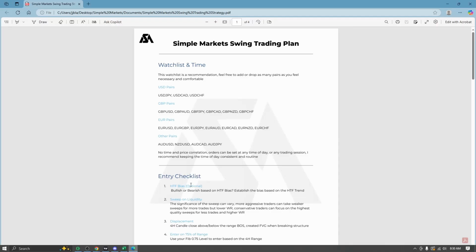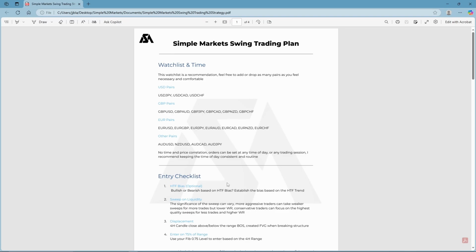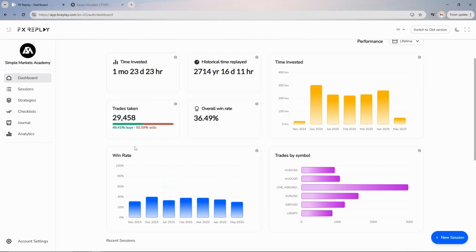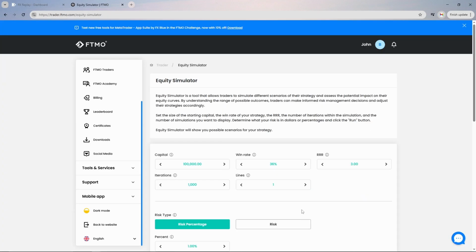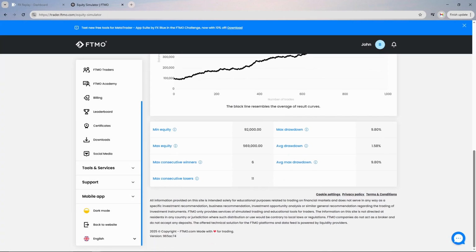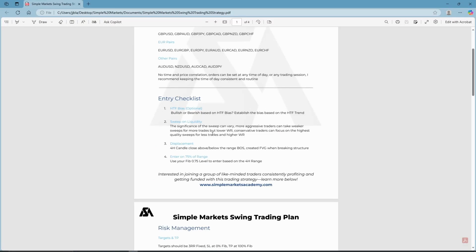We're going to talk a lot about the strategy document that we have here that is downloadable for free. And then we're going to dive a little bit into FxReplay and the data that we have collected and proven for this trading strategy with a visual representation of our equity curve. So let's get right into it here, and we'll start with the document.